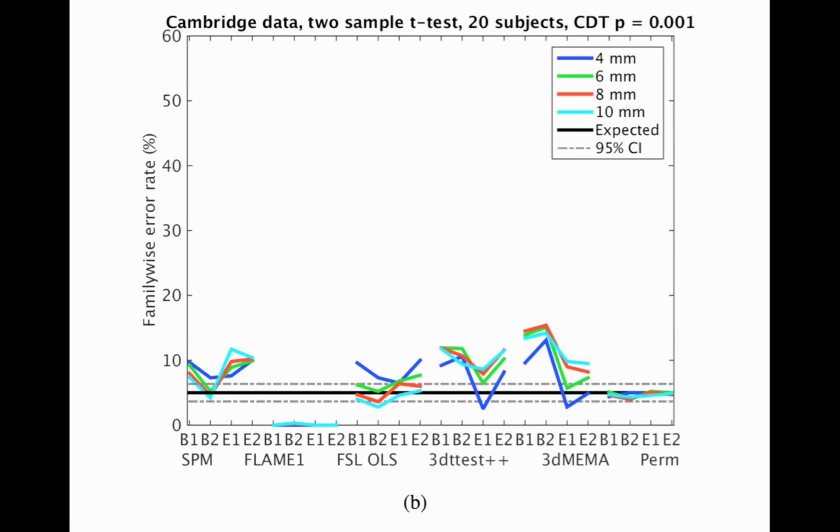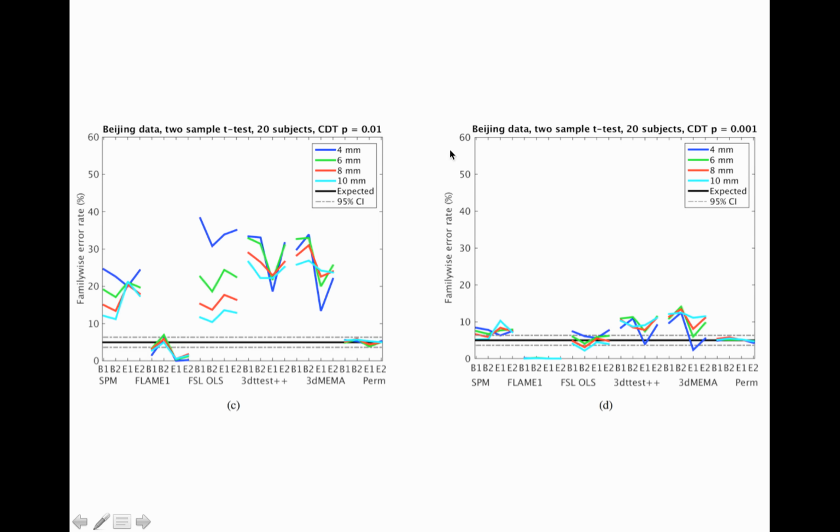Okay, so this is the second thing to notice, that if you use a higher cluster forming threshold, things are better. And this isn't the first paper to show that. I know Torwager has a paper where, for other reasons than just this, he recommends using a higher cluster forming threshold. This is the same thing as the last two slides, but with a different data set. The Beijing data set, still a 2-sample t-test, still 20 subjects, cluster forming threshold of 0.01 on the left and 0.001 on the right. And permutation test, doing great. Everything else behaves about the same.